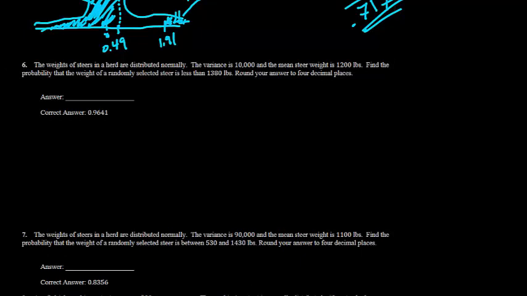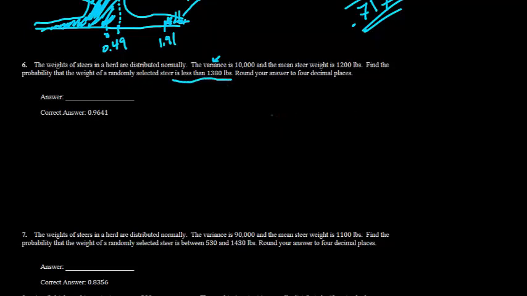Okay, now we get to the more normal questions. The weight of the steers in a herd is normally distributed. Variance is 10,000, and please note that this says variance, not standard deviation. And the mean steer weight is 1,200 pounds. Find the probability that the weight of a randomly selected steer is less than 1380.